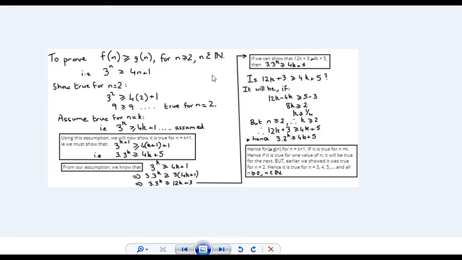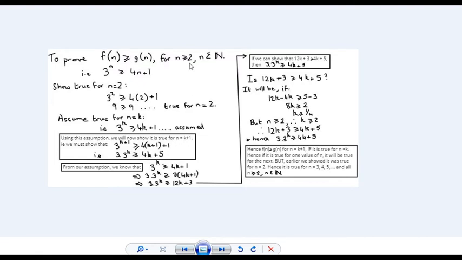With proof by induction, the first thing you've got to do is demonstrate that it's true for the first value of n. Usually that's 1, but here it's actually 2. So we show it's true for n equals 2. We replace n with 2 on both sides and verify that the inequality is satisfied. So 3 squared is hopefully greater than or equal to 4 by 2 plus 1. So 9 is greater than or equal to 9. That is true. Therefore, this is true for n equal to 2 at least.